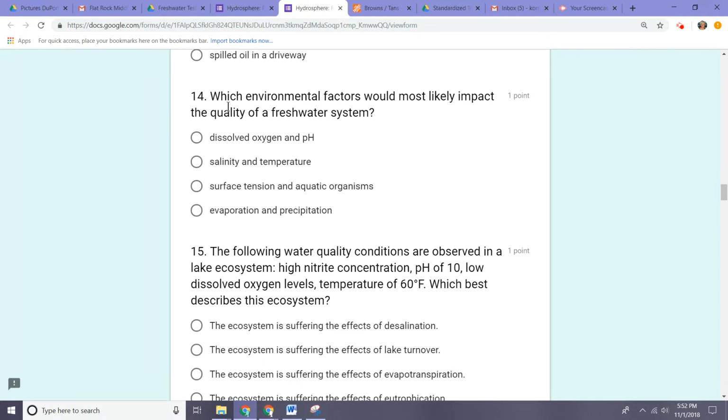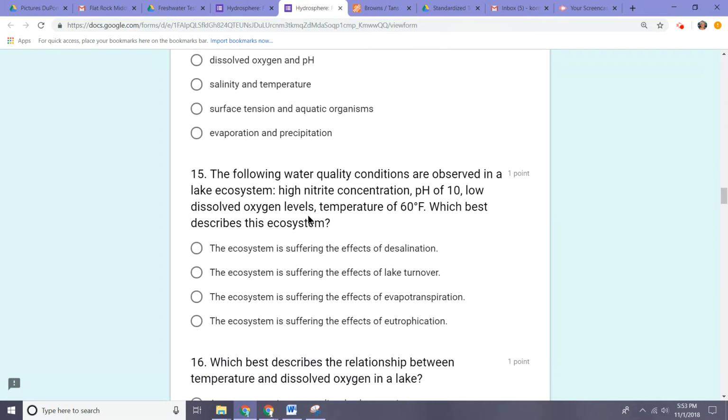Number 14. Which environmental factors would most likely impact the quality of a freshwater system? Dissolved oxygen and pH, salinity and temperature, surface tension and aquatic organisms, evaporation and precipitation.